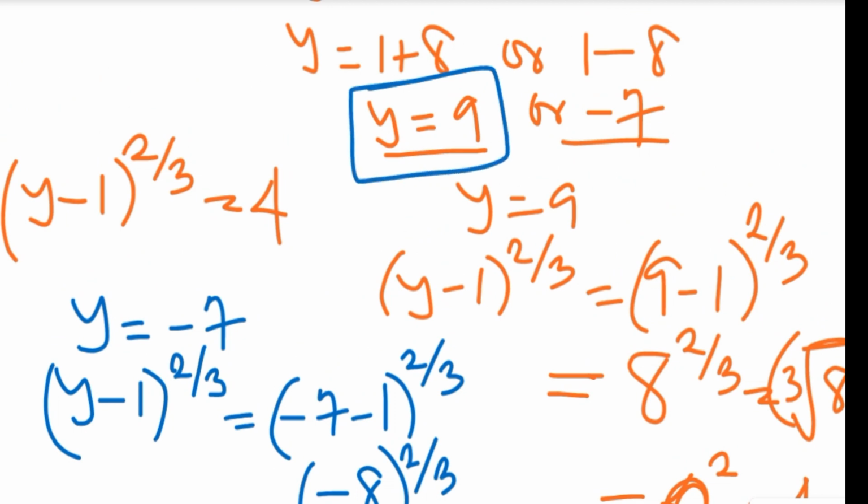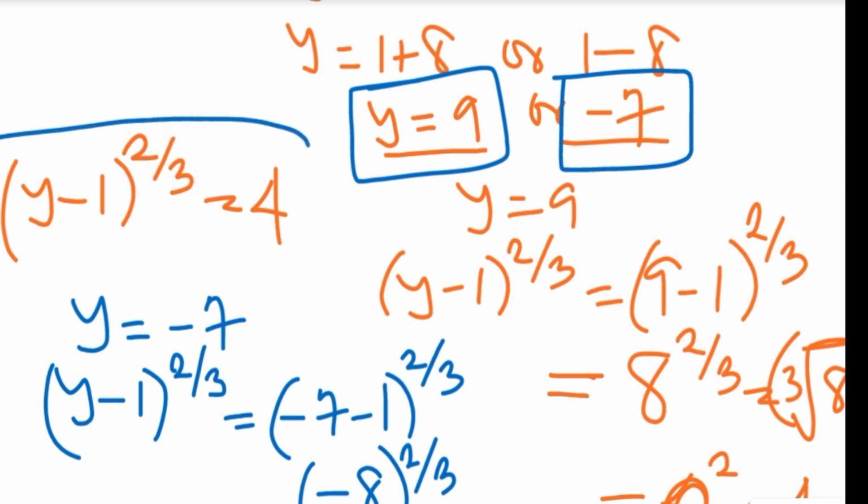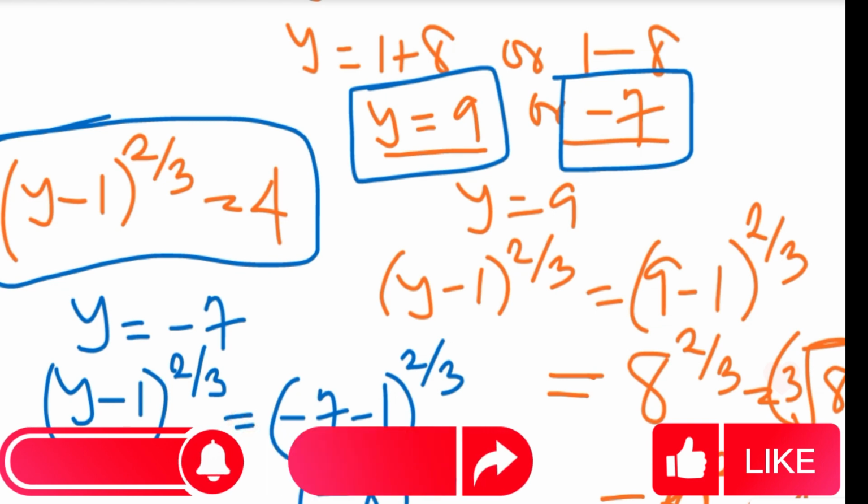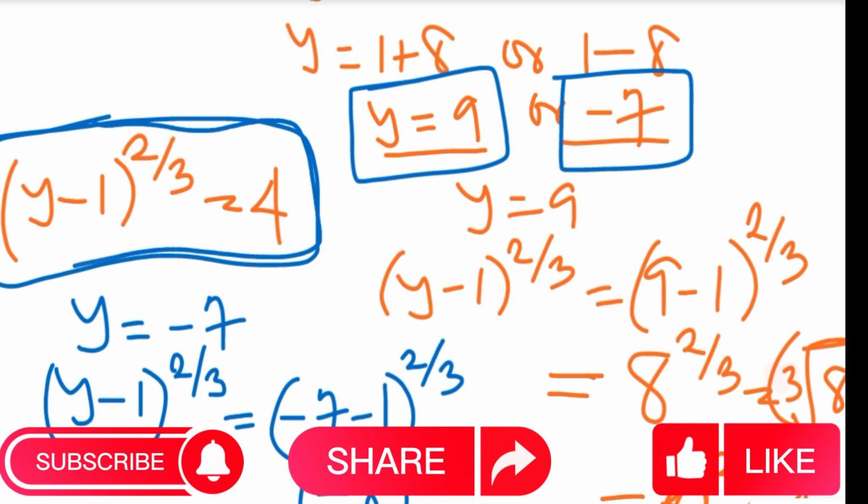So that tells us that when we are solving a question like this, we need to be very careful so as not to make mistakes. That means an equation like this, with exponent values like this, will always result in two values. Now take note of that.